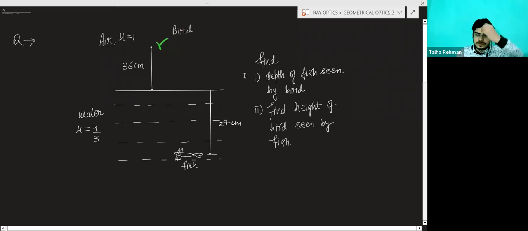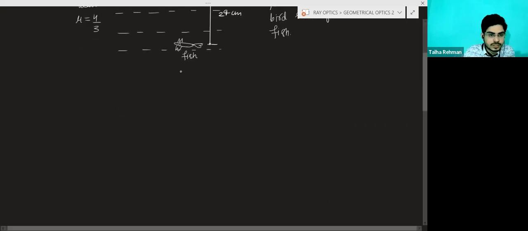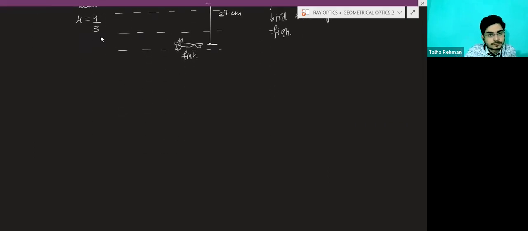This is the condition given, and they are asking: find the depth of the fish seen by the bird. That is the first question. Second, they are asking: find the height of the bird seen by the fish. First, they are asking the depth of the fish seen by the bird. So first, we will solve the first part.